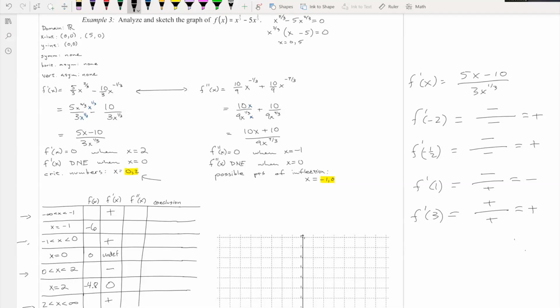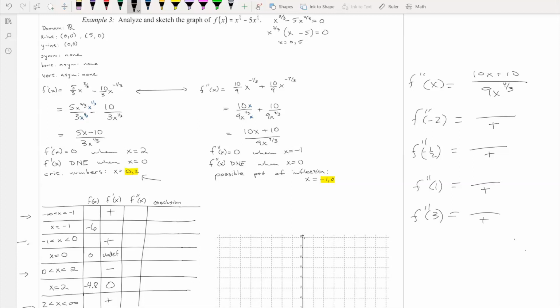Now we need to look at f double prime, 10x plus 10, and on the bottom, I have 9x to the 4/3 power. Now the 4/3 power is making me very, very happy because that means I'm raising the number to the 4th power and then taking a cube root after that. But what happens when you raise a number to an even power? As long as it's not 0, it's always positive.